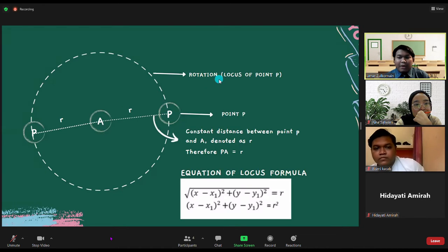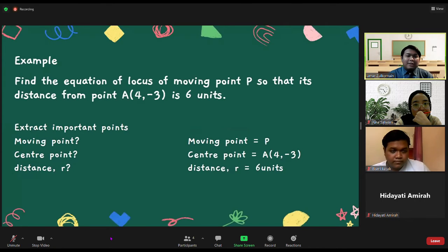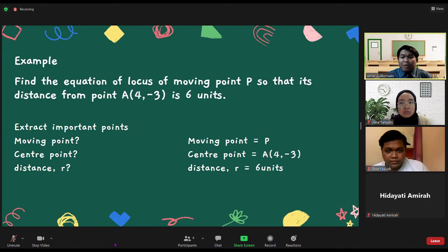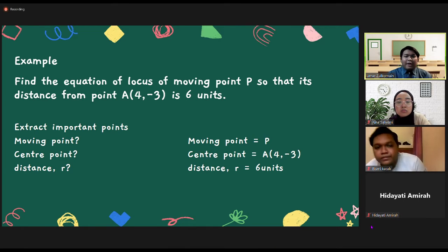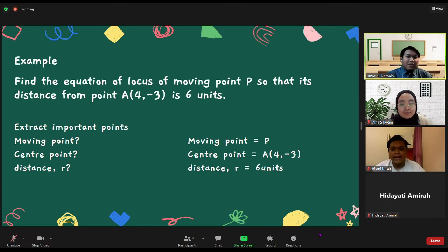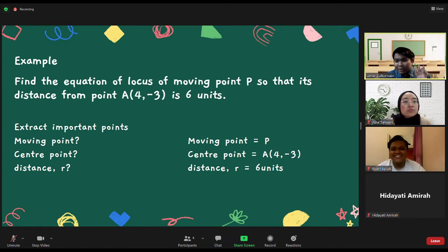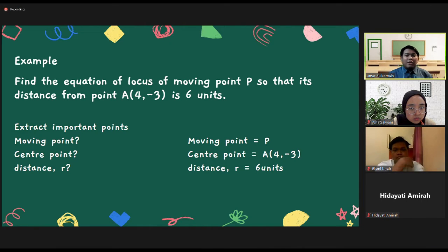We will proceed with an example for you to see. This is the first example. Find the equation of locus of moving point P so that its distance from point A (4, -3) is 6 units. As I mentioned in our previous class, the first thing we have to do when we get a question is to extract important points. Remember? Yes, very good. Thank you, Bismi. There are three important points in this equation of locus: you have to know what the moving point is, what the center point is, and what the distance is.